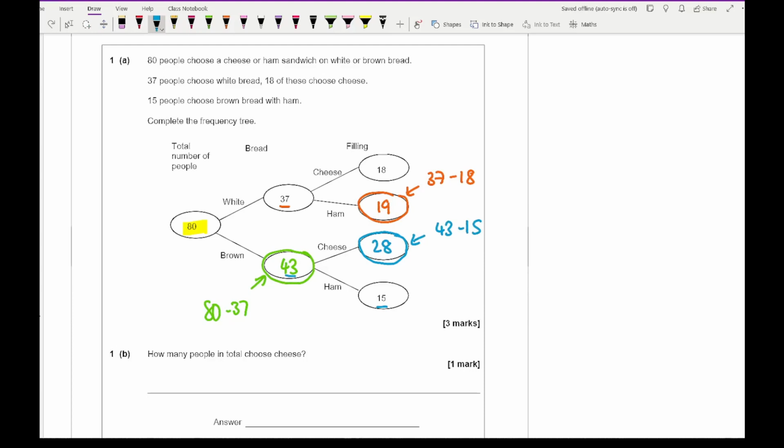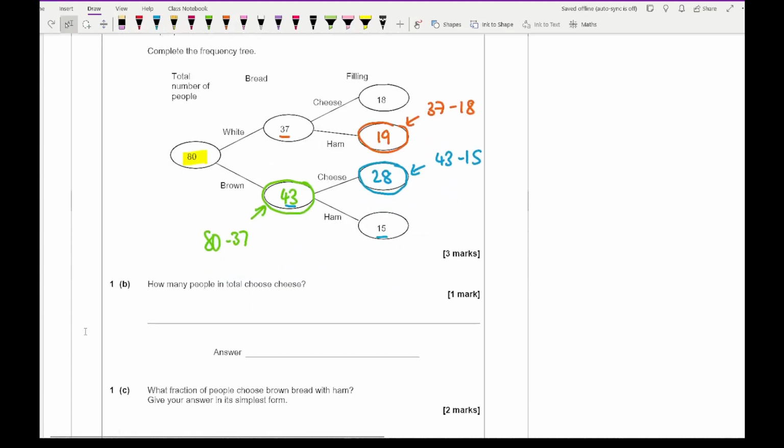For 1b, it then says how many people in total choose cheese. Well, white and cheese is 18, brown and cheese is 28. So it's going to be 18 plus 28, which equals 46.